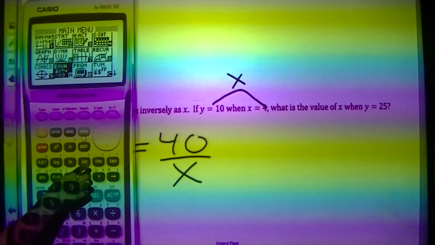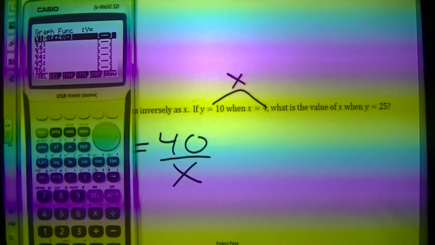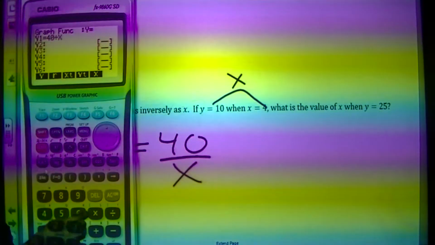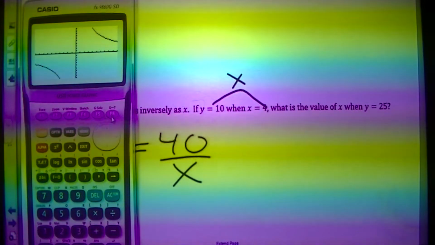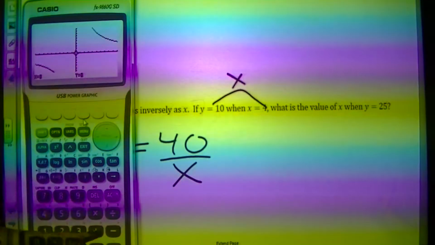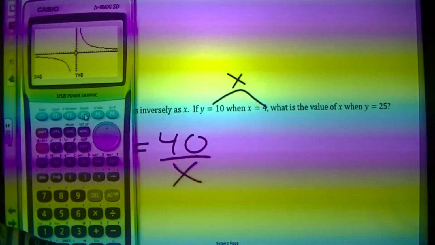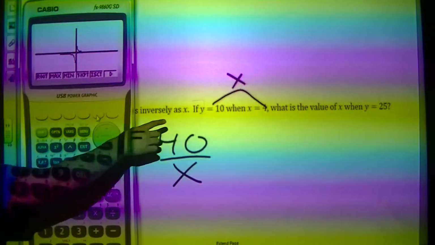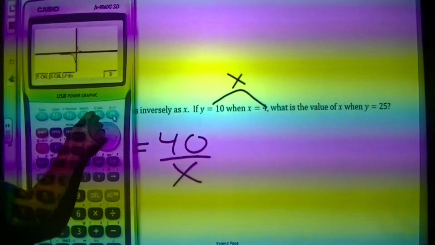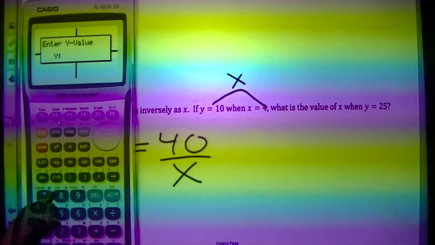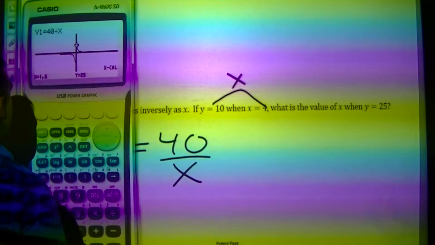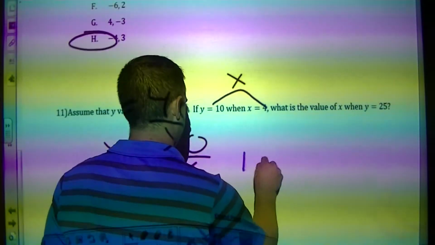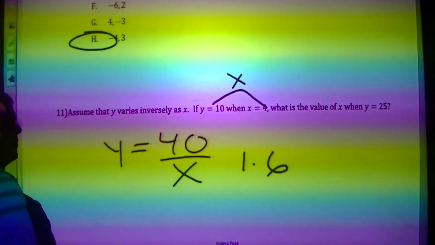Now to find this other one, I'm going to graph it. Menu, graph, 40 divided by x. I'm going to draw and zoom out a bunch. I'm G-solving because they want me to find x when y is 25, and that is going to be 1.6. There's my answer there.